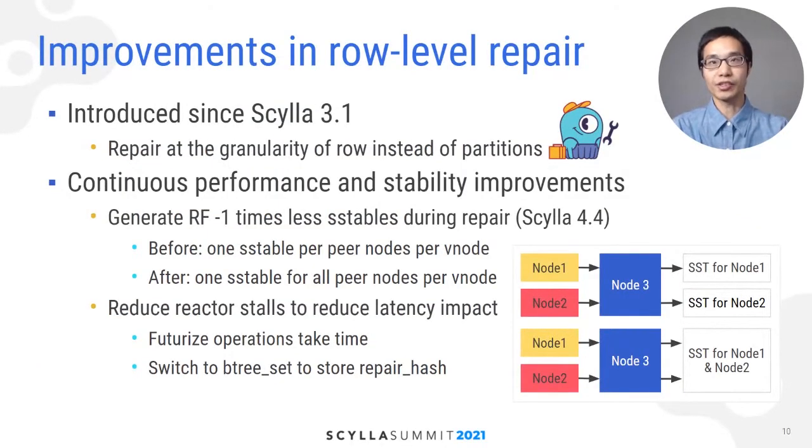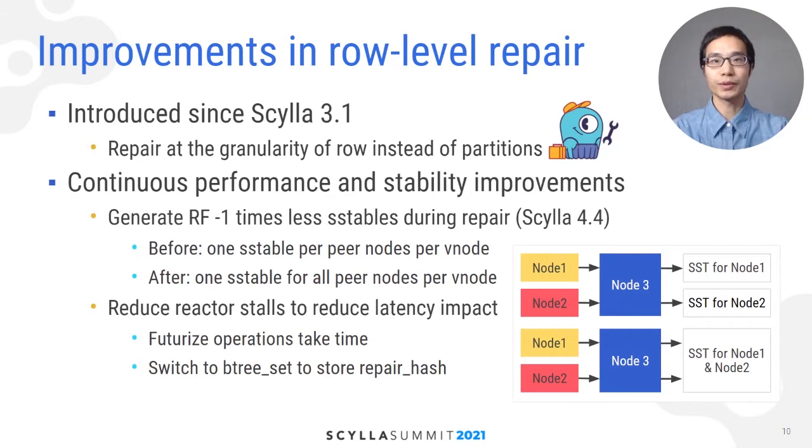Though new row-level repair was introduced to replace the old partition-level repair, it has much better performance because it repairs at the granularity of rows instead of partitions. We continue to improve it. In recent Scylla, repair will generate new sstables during repair operation. This means fewer sstables and less compaction, so better repair performance.